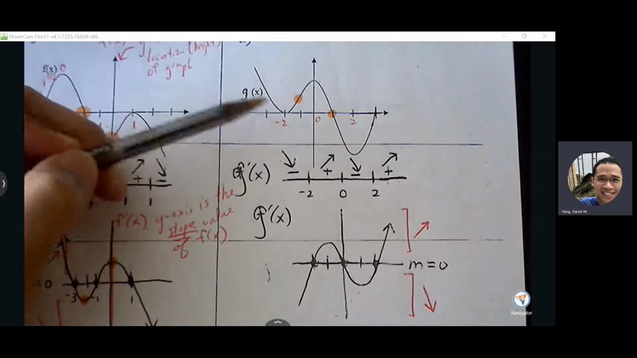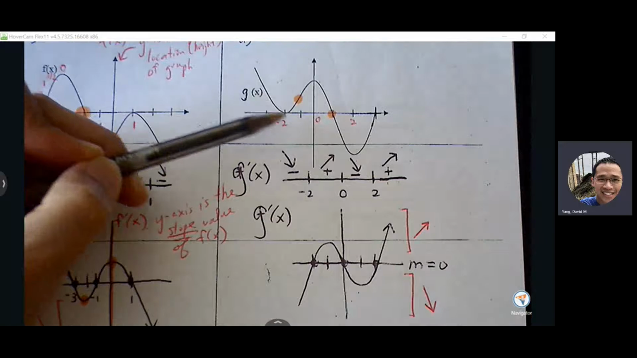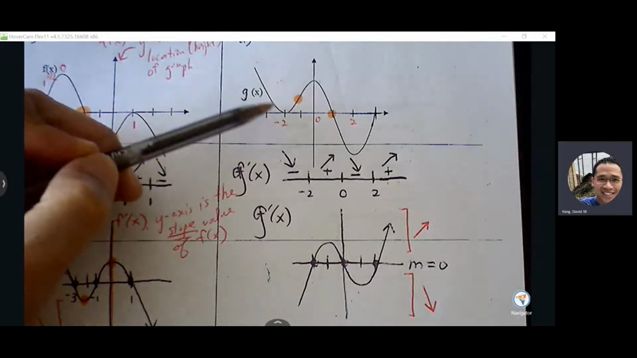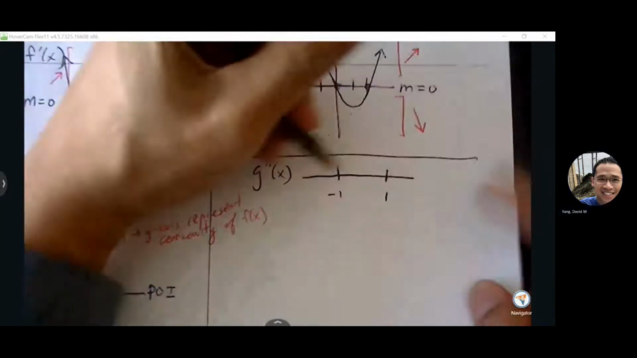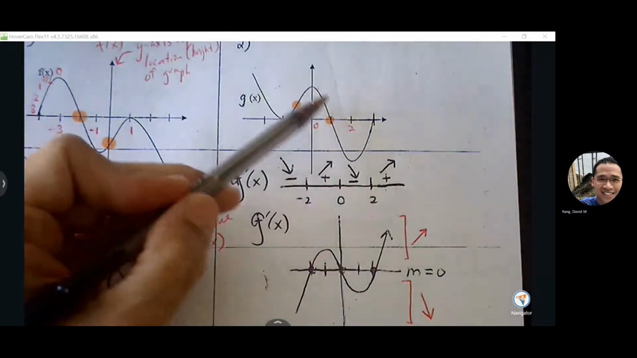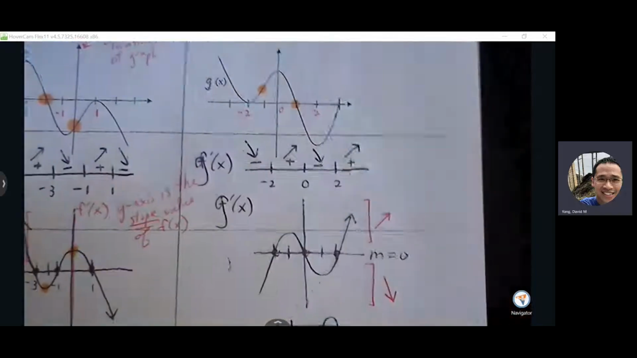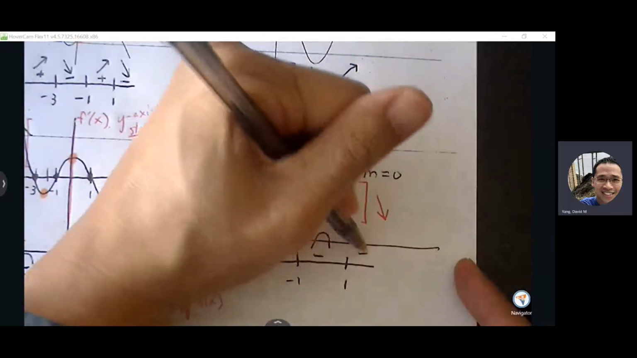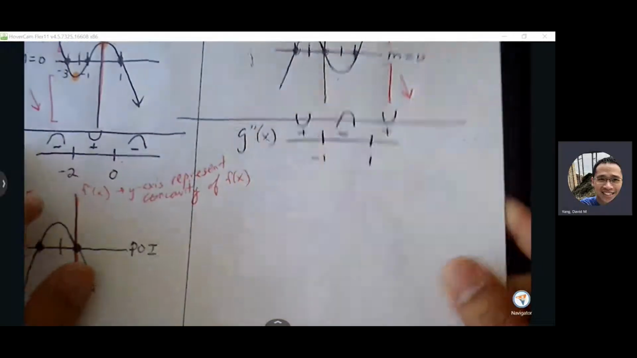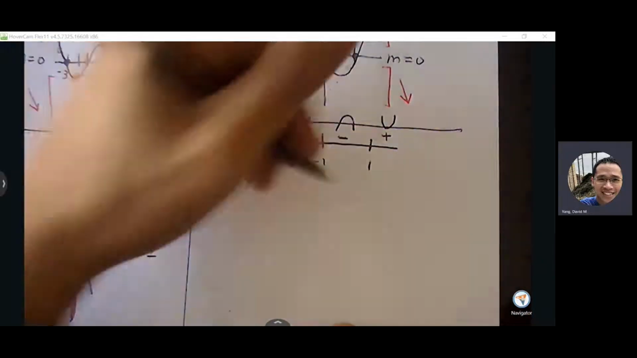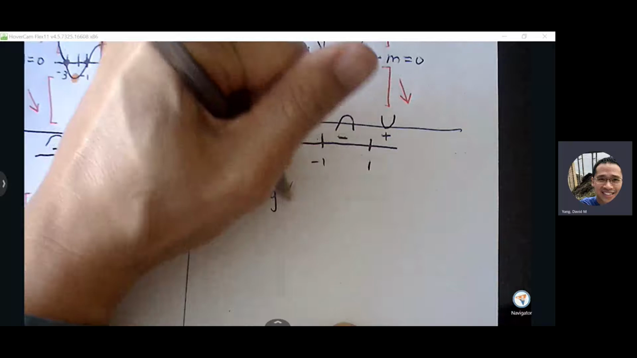To the left of -1, what do we have here? Concave up. Between -1 and 1, concave down. And then to the right of 1, concave up. So we're just going to rely on this to help us with our second derivative graph.